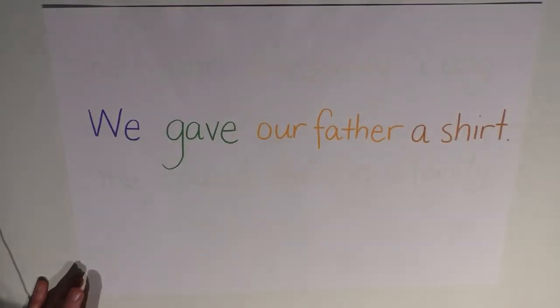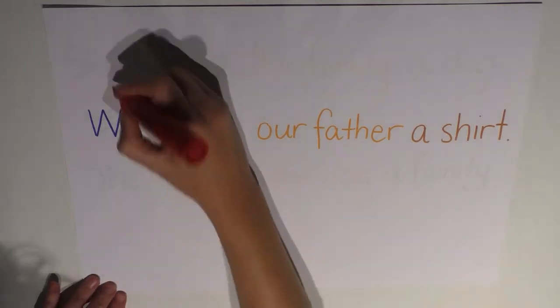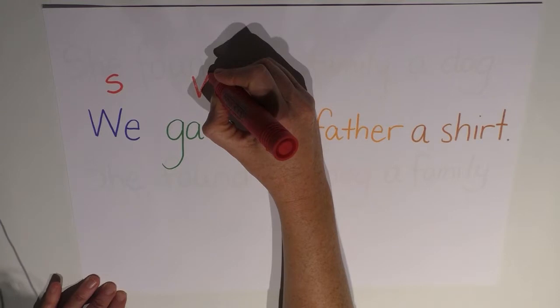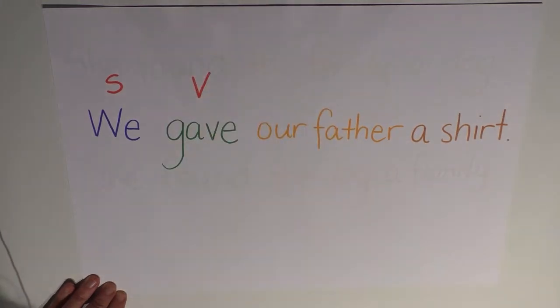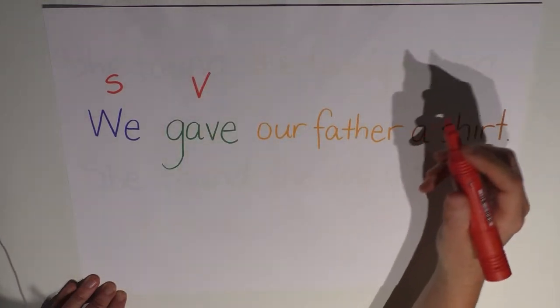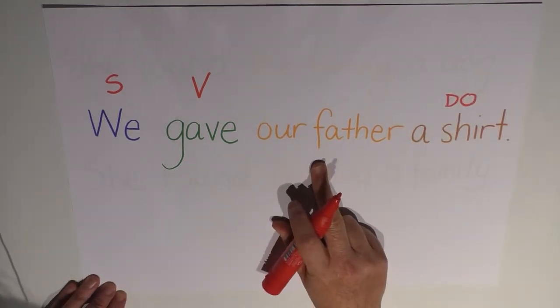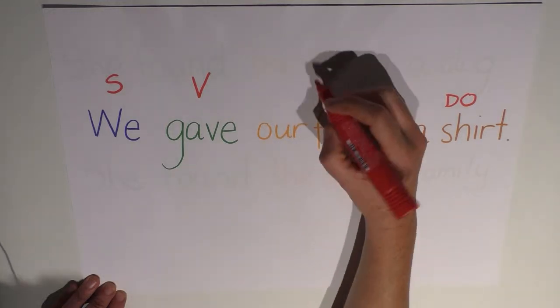Let's take the following sentence. We gave our father a shirt. So let's break this sentence down into its different parts. We know from previous videos that we is the subject. Gave is our verb in the past tense. And what are we giving? Well, we're giving a shirt. So a shirt is the direct object. Our father here is the person to whom we are giving the shirt. So in this sentence, they are the recipient of the shirt, and therefore he is the indirect object.